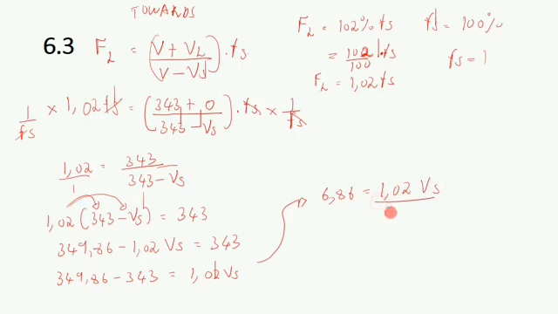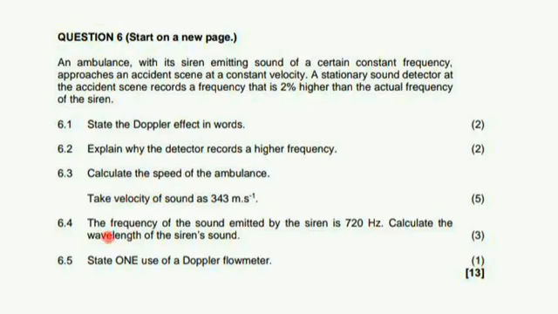Then we understand that we have to divide both sides by 1.02, so 1.02, and then our Vs will now be equals to 6.73 meters per second. Right, and that's our solution. Awesome. 6.4, it says the frequency of the sound emitted by the siren is 720 Hz.